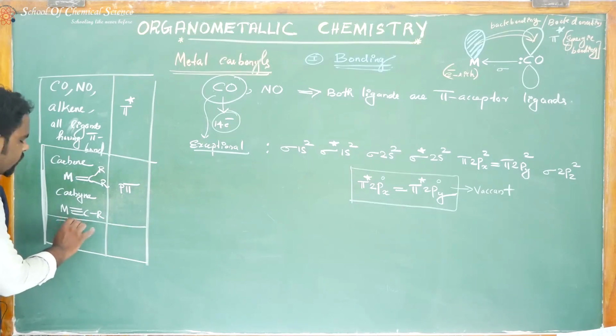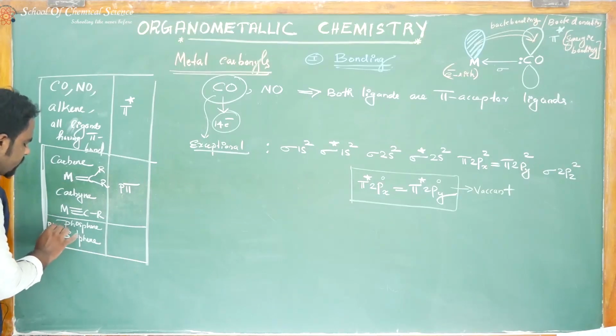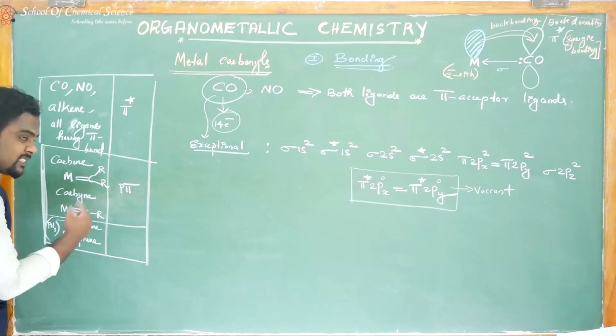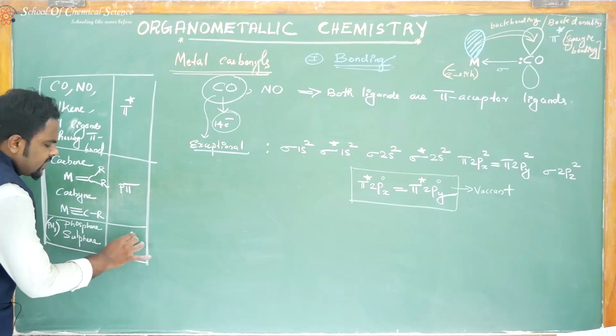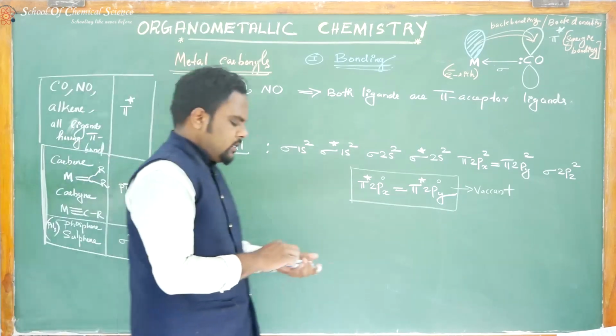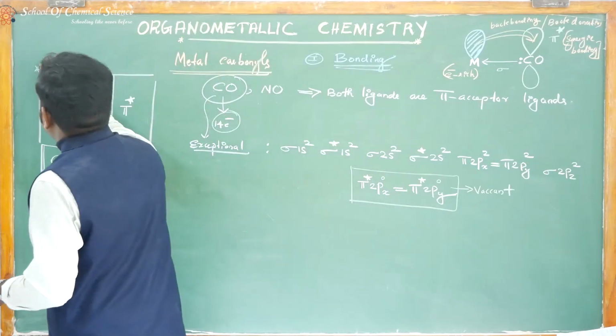In the case of phosphines and sulfines, for example PH3 is a phosphine, SH2 is a sulfine, SR2 is a sulfine. In this case, the vacant orbital is the sigma star orbital. All these are basic information that you studied in your MSc classes.